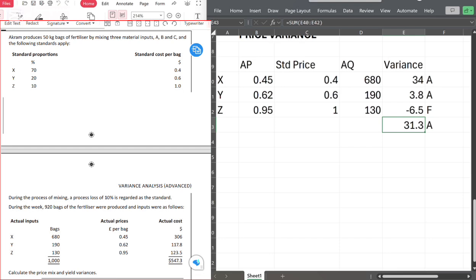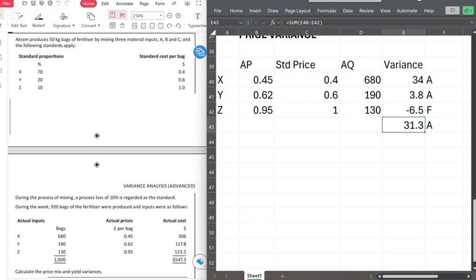And who are you going to blame for that? Is it the production manager? Is it the procurement manager? That is where your understanding of variances beyond computation is also important, because you might be expected in exams to discuss. So you need to be able to explain various possibilities. Why do we have 31.3 adverse variance for price?